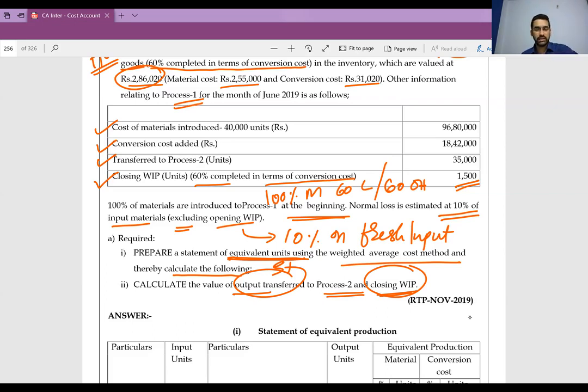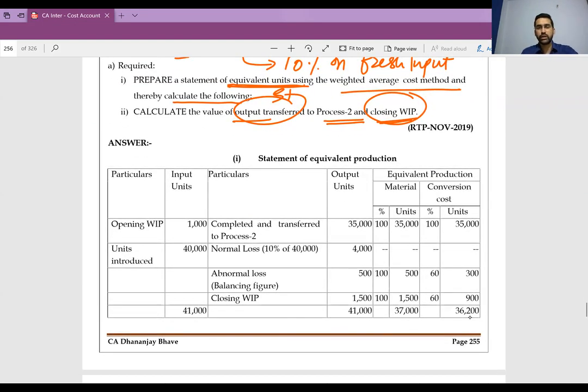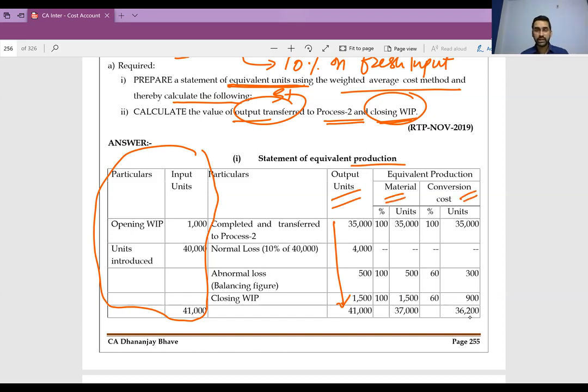You see what they have done in the answer here. Statement of equivalent production or units. They have written this input also, which is actually not needed. You can only start with the output. That's more than enough. Equivalent production, material, conversion cost. You know what they did? In the entire question, labor and overhead breakup is not given. Everywhere it is conversion cost. Therefore, they also wrote material, conversion cost. Sir, can we also do it? Yes. If you can add labor and overhead, then you can do.